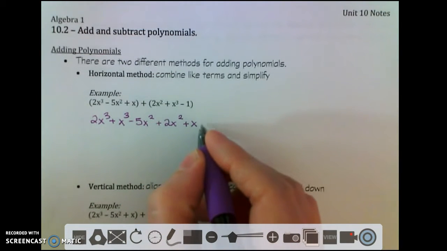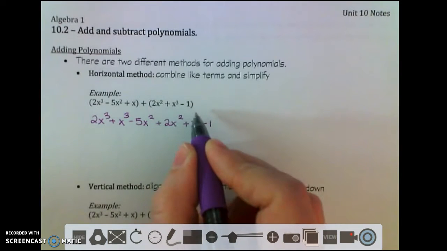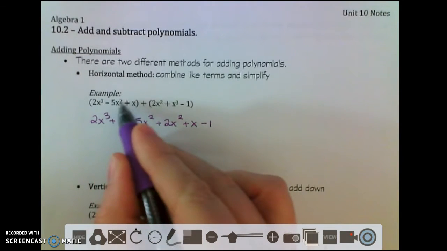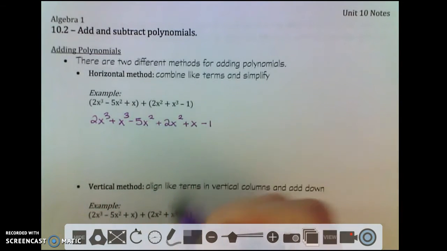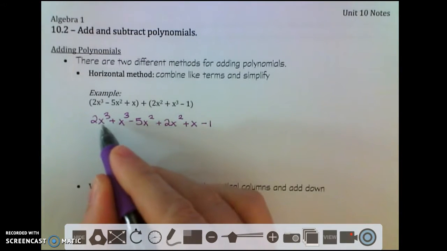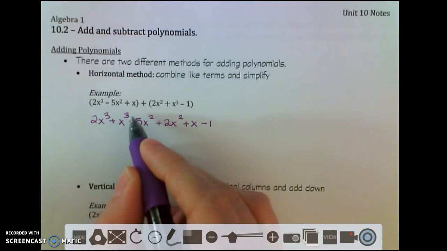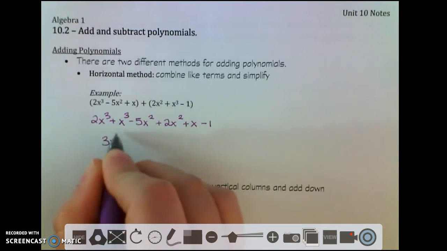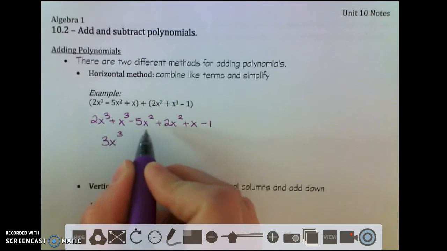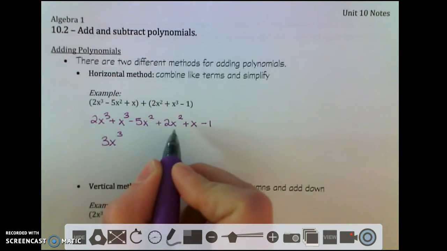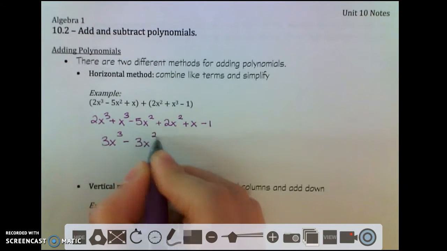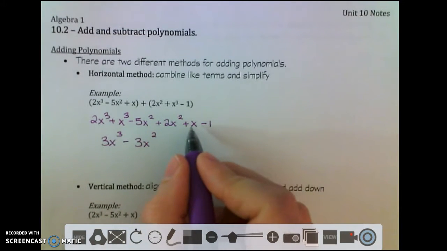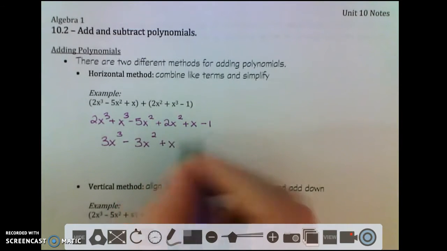And then if I put this minus 1 here now, all three of these have been written down. So I should still have 6 terms. 1, 2, 3, 4, 5, 6. And here I have 1, 2, 3, 4, 5, 6. Now I'll combine my like terms. So 2x cubed plus x cubed is 3x cubed. Negative 5x squared plus 2x squared is negative 3x squared. And then I have just a single x, and then a single negative 1.